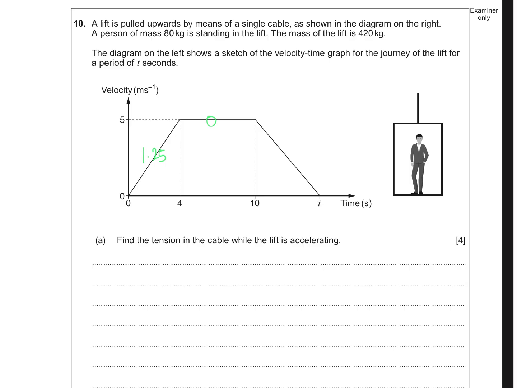Okay, and then I'm going to also draw my force diagram over here. So I've got some kind of tension in this cable, and the mass of the lift and the man in it is 500g.